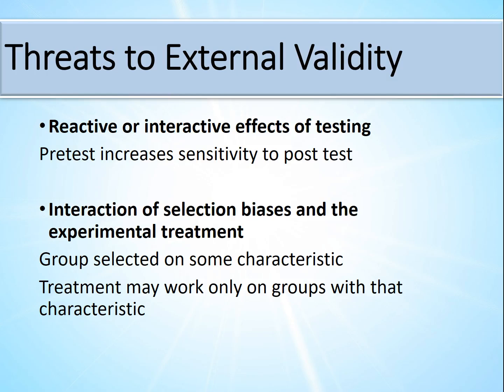There are several threats to external validity. One, interaction effects of testing, is the fact that the pretest may make the participants more aware of or sensitive to the upcoming treatment. Two, selection bias. When participants are selected in a manner so they are not representative of any particular population. Participants are selected because of their performance on some characteristic rather than being randomly selected.